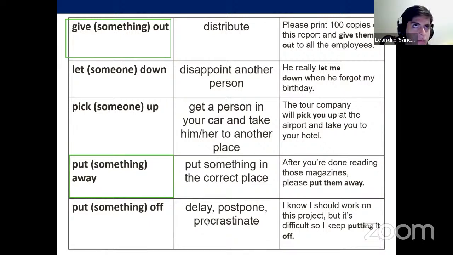How do you say compañero, partner? Yeah, it depends, right? If it's school, then it can be classmates. Classmates? Yes, to all your classmates. Great, perfect, good. Please give the exams out to all your classmates. Great. Give out, right? Distribute.